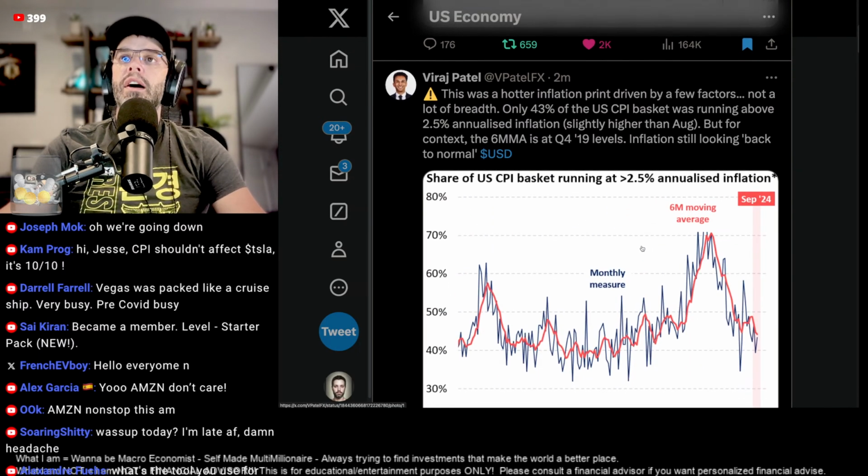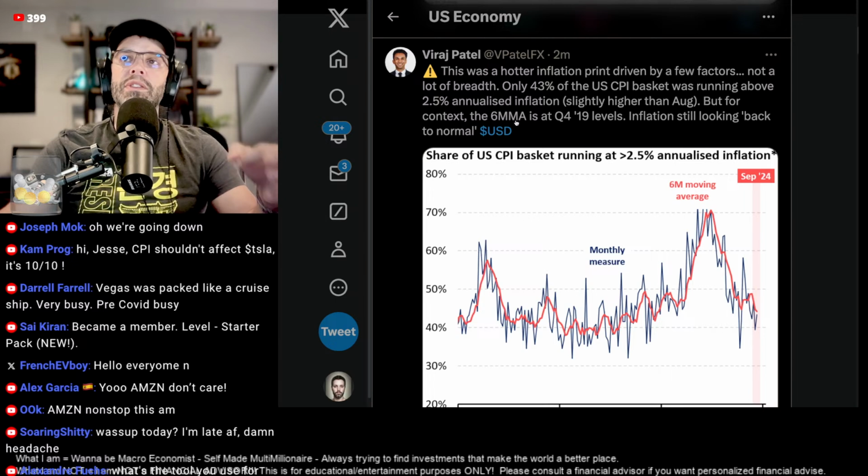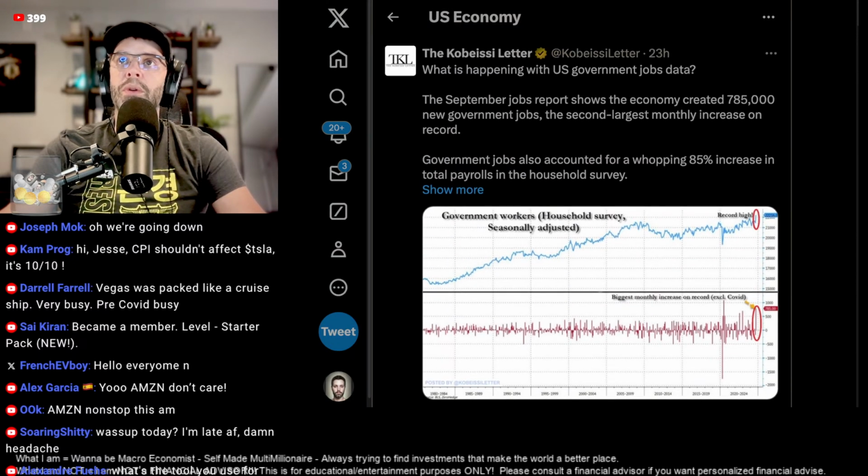Baraj Patel said this was a hotter inflation print driven by a few factors, not a lot of breadth, though. Only 43% of the U.S. CPI basket was running above 2.5% inflation, slightly higher than average. But for context, the 6-month moving average is at Q4 2019 levels. Inflation still looking like it's back to normal. So again, two people saying, "Hey, we're okay."